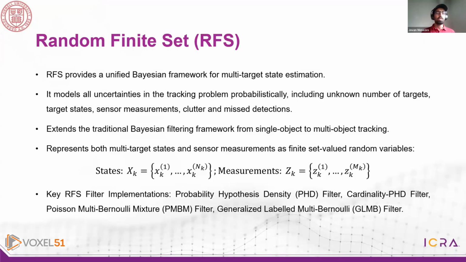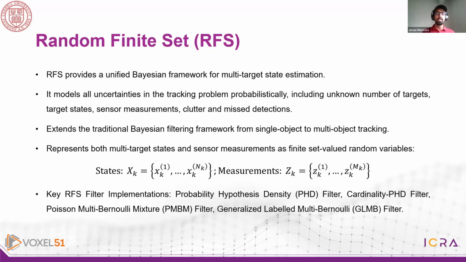So to get a little bit into the method, the framework that I'll be talking about comes from a framework called random finite set, RFS for short. And RFS provides a unified Bayesian framework for multi-target state estimation. It essentially allows us to formulate the entire tracking problem probabilistically, where all aspects of the problem, such as unknown number of targets, the target state, sensor measurement, clutter, and misdetections, can all be modeled in an elegant probabilistic manner.